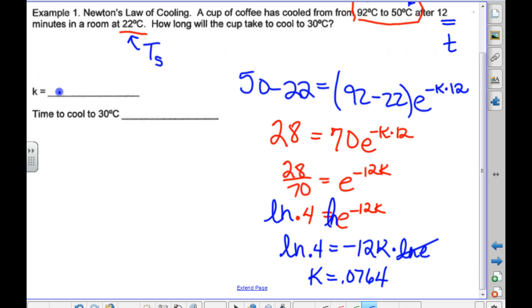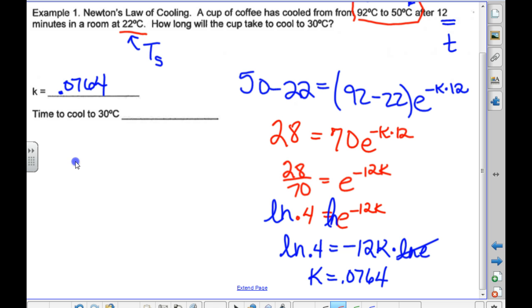That seems perfect to me. Did someone else get that? We did divide, this turned out negative, we divided by a negative 12, so the constant is positive. When we plug it back in, there's a negative in the formula, so it will continue to cool and be negative there. All right, how long will it take until the coffee's down to 30 degrees Celsius?